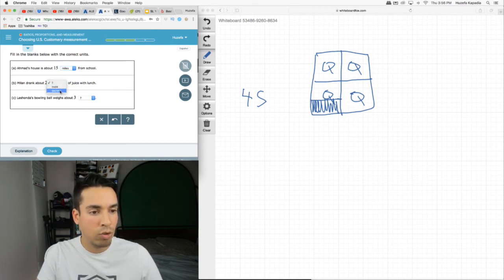Milan drank about 2 gallons. That's a lot. Just for lunch, we'd say probably maybe 2 cups. That makes sense. And Lashonda's bowling ball weighs about 3 ounces, pounds, or tons. 3 tons would be 6,000 pounds, which doesn't make sense. 3 ounces is really, really small, but usually we'd say maybe like 3 pounds. That sounds about right.